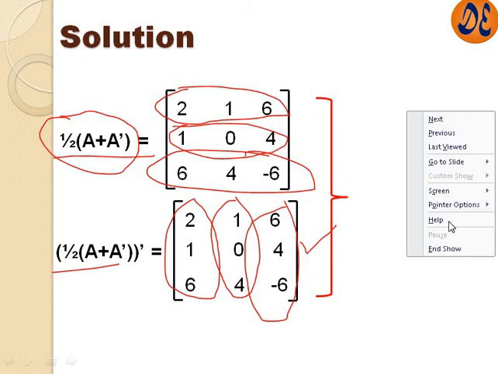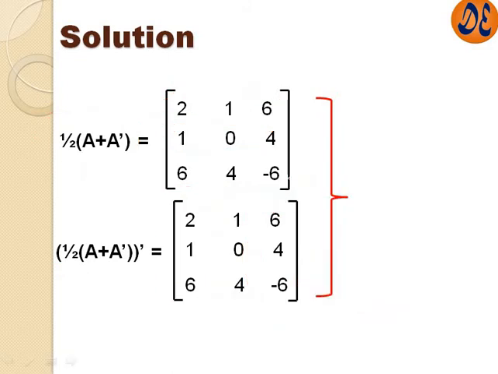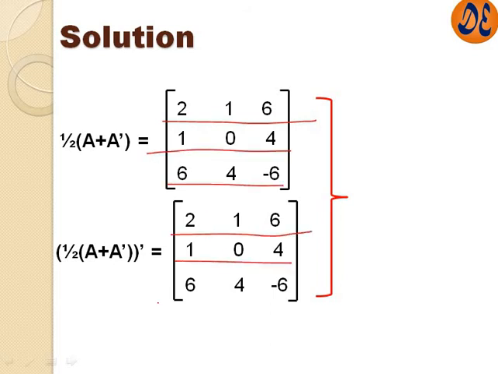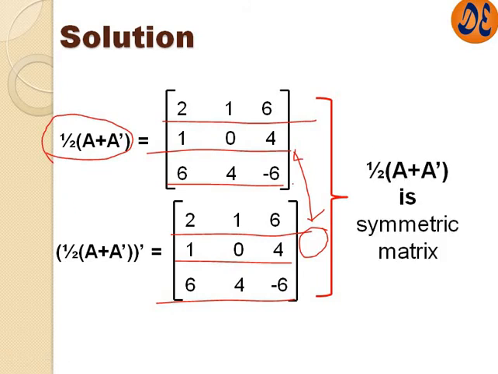But again, if we compare it another way, first row is same as first row, second row same as second, third row same as third. That means this particular matrix is the transpose of this matrix, but at the same time it is equal to the original matrix also. So we can say that this particular matrix is a symmetric matrix. So A plus A dash is a symmetric matrix. So first part we have proved.